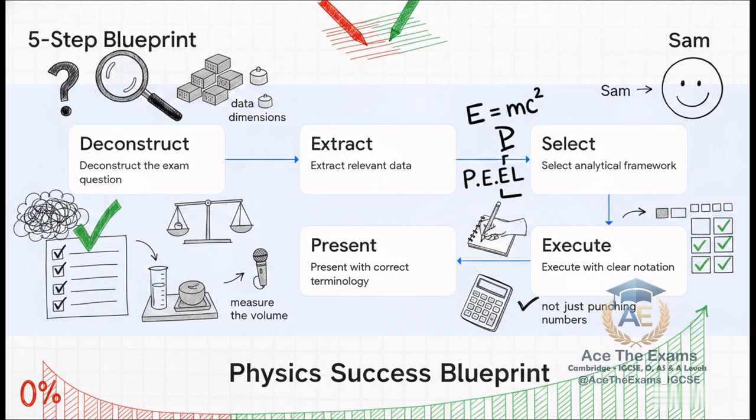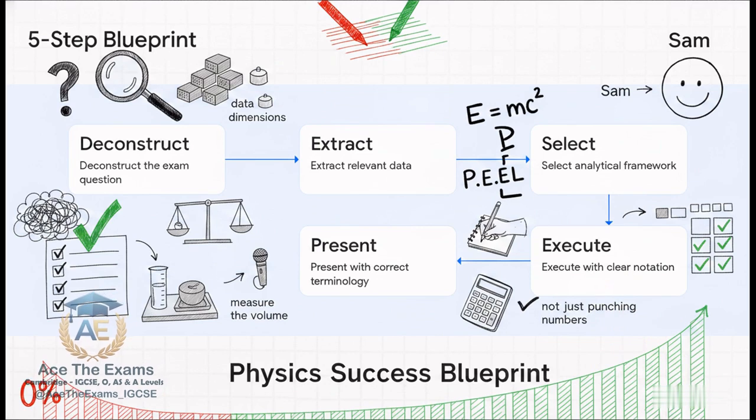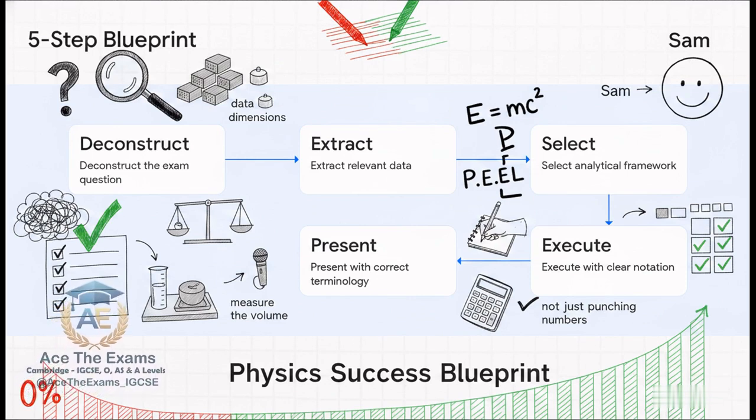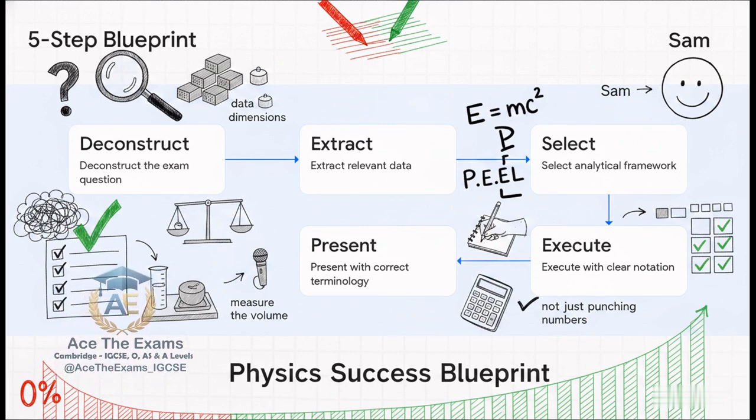Step 1. Deconstruct the question. You literally take your pen and circle the command word. Is it calculate? If so, you know you need a formula and numbers. Is it describe? Then you need a chronological method. Step 2. Extract relevant data. Pull out the given mass, the dimensions of the solid, or the initial and final volumes on a measuring cylinder. Write them on the side of the page so your brain doesn't have to hold them.